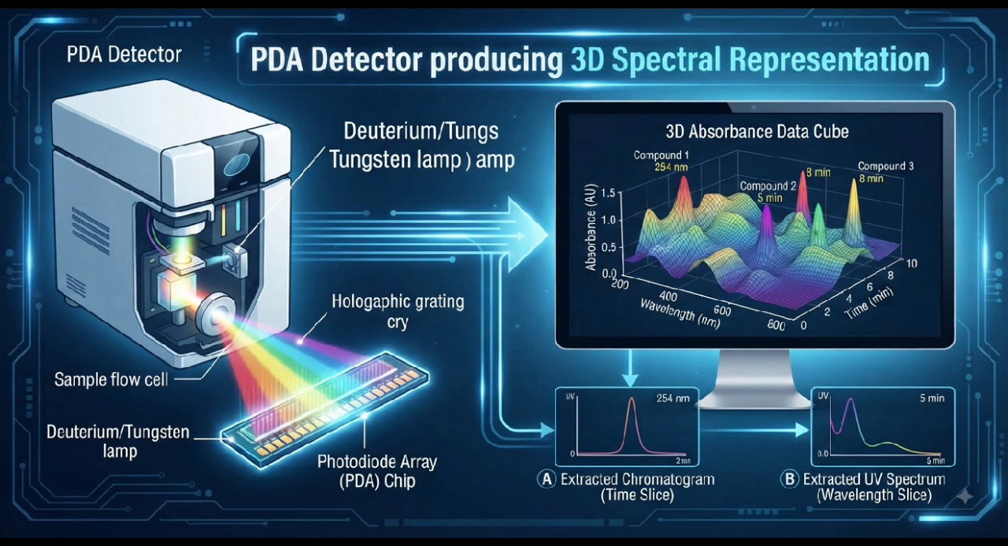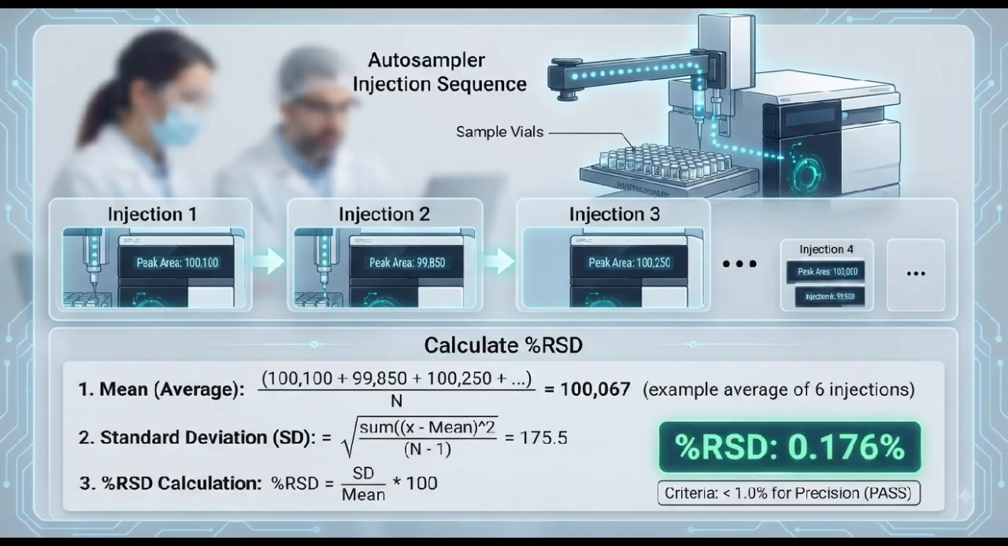Injector precision. Another important parameter is injector precision. Injector precision evaluates whether repeated injection of the same solution produces consistent response. For example, the same standard solution can be injected multiple times according to the approved procedure.